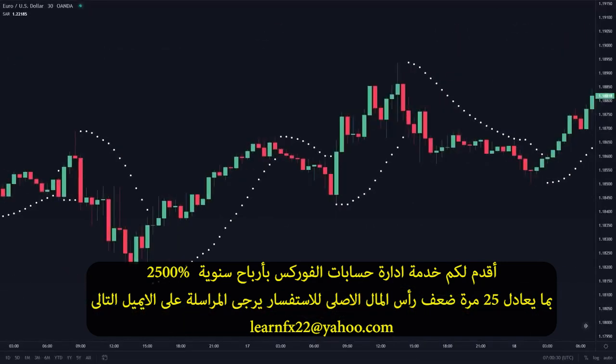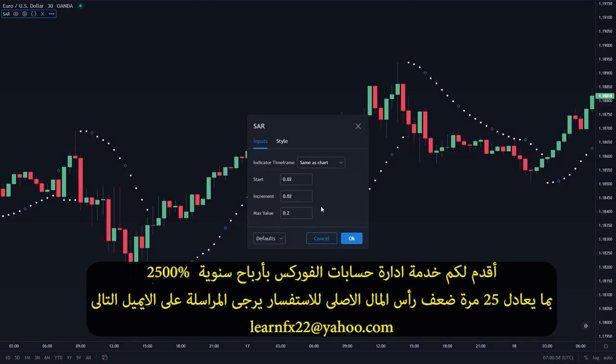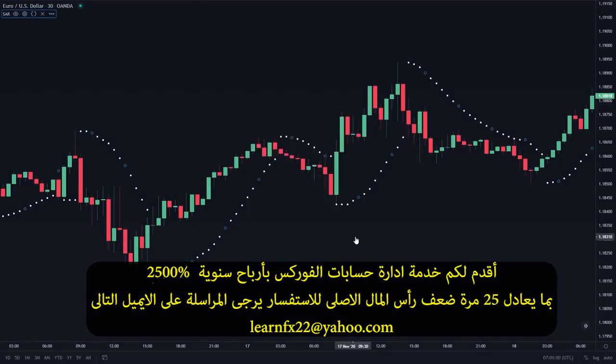The parabolic SAR is one of the simplest and easiest to learn indicators, and it does a very good job of identifying trends in the market. For the settings, I'll also leave it as it is and just use the default settings. Right off the bat, we can see that the indicator consists of multiple dots, and the way we utilize them is very simple. If the dots are below the candle, it indicates that the market is in an uptrend, and if the dots are above, it indicates that the market is in a downtrend.